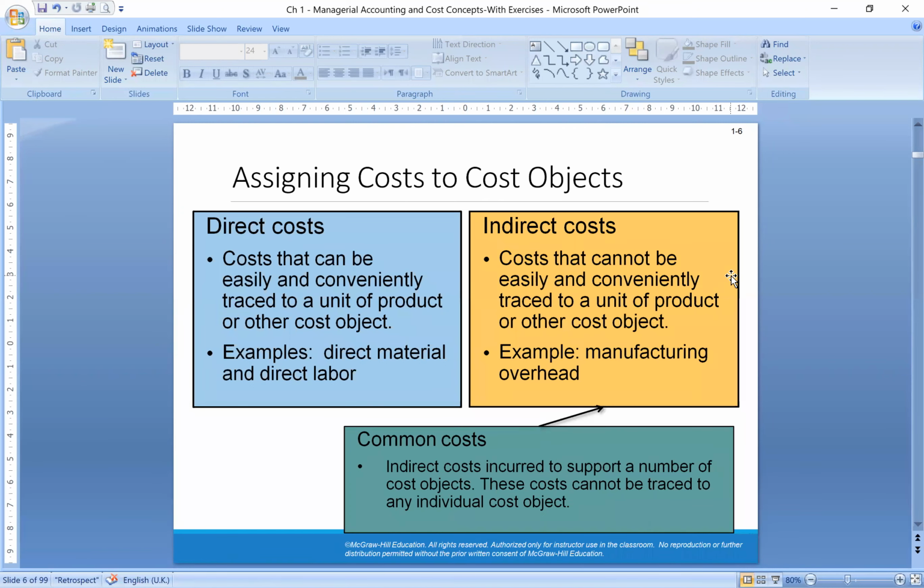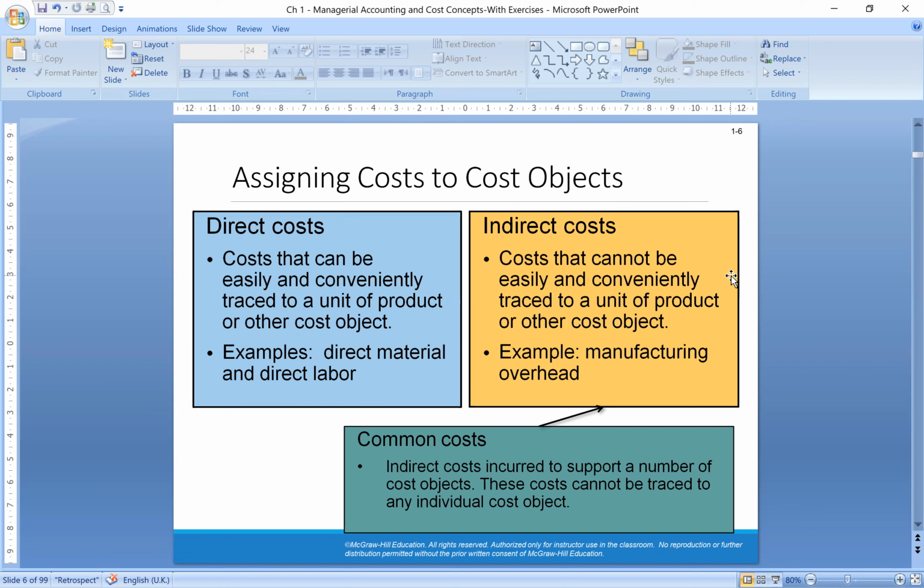Why do we call it direct? Because it is easily traced to the one product, which is a table. If we say we need 1 meter of wood for one table, it is easy to say that we need that much wood for one table. So it is a direct material. Similar for the direct labor.